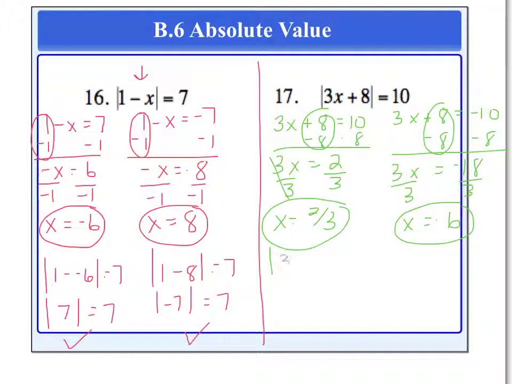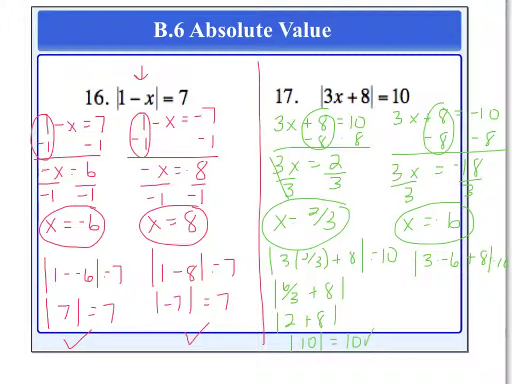So absolute value of 3 times 2/3 plus 8, does that equal 10? And absolute value of 3 times negative 6 plus 8, does that equal 10? So 3 times 2/3 is going to be 6/3 plus 8, which is going to be 2 plus 8, which is the absolute value of 10, which does equal 10. So that one works. This one's going to be negative 18 plus 8. Does that equal 10? Absolute value of negative 10. It does equal 10, so it checks out. Notice I'm setting my argument, just what's inside, equal to the positive and negative solution.